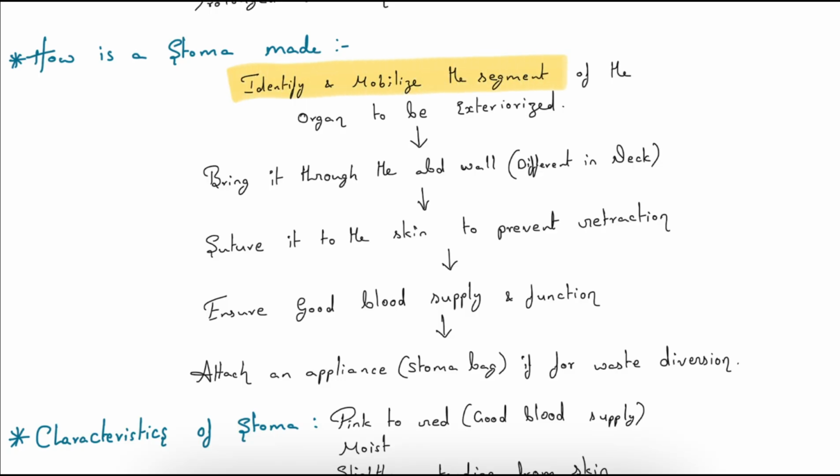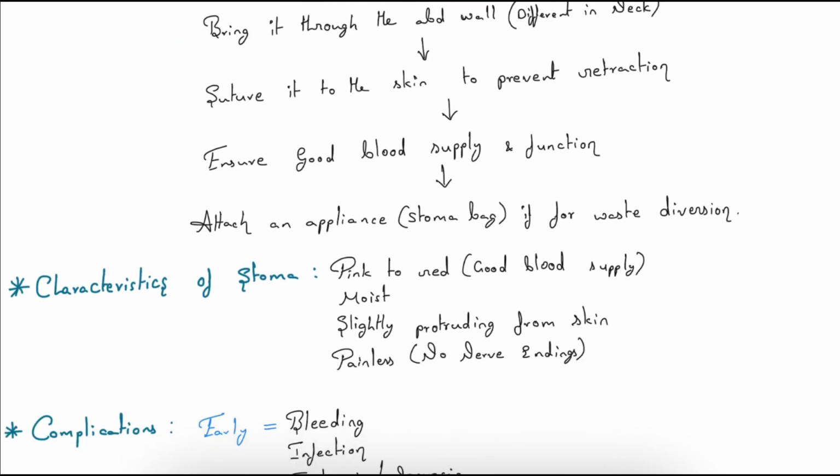First we have to identify and mobilize the segment of the organ to be enterized. So we have to bring it through the abdominal wall in the neck. Okay, then we have to suture it to the skin to prevent retraction. Then we have to ensure good blood supply and function. Then we have to attach an appliance like a stoma bag for waste diversion.